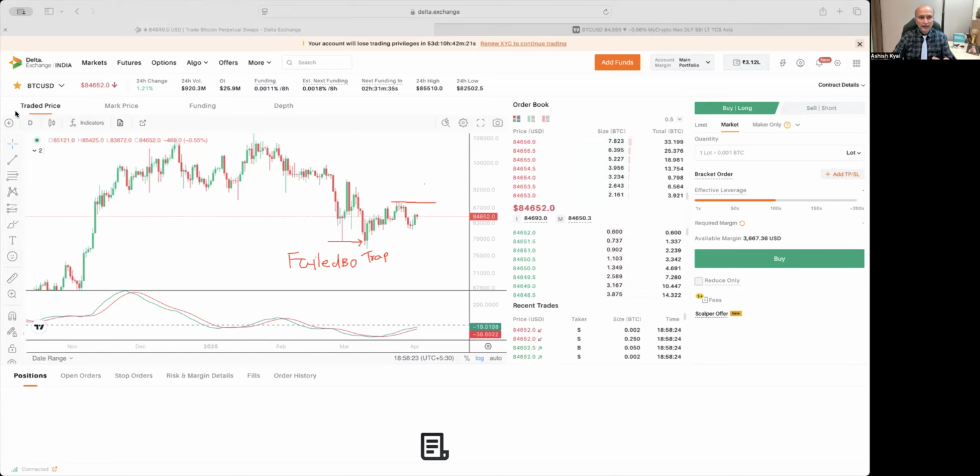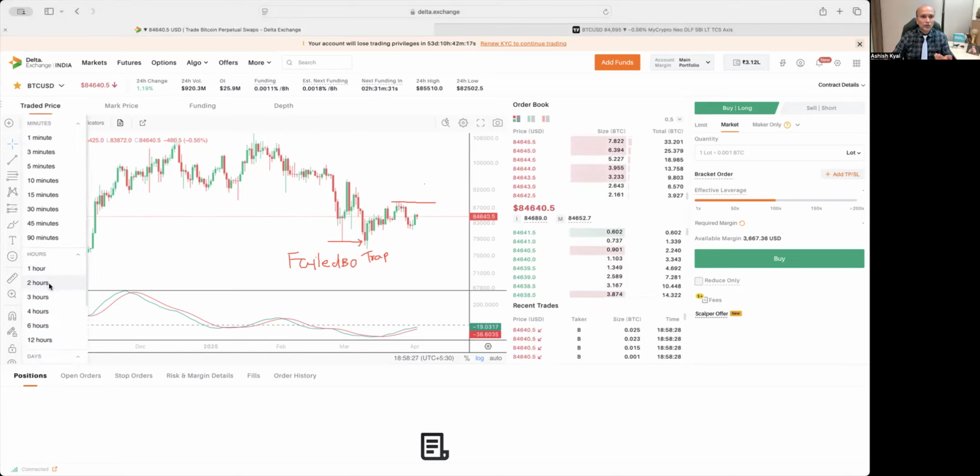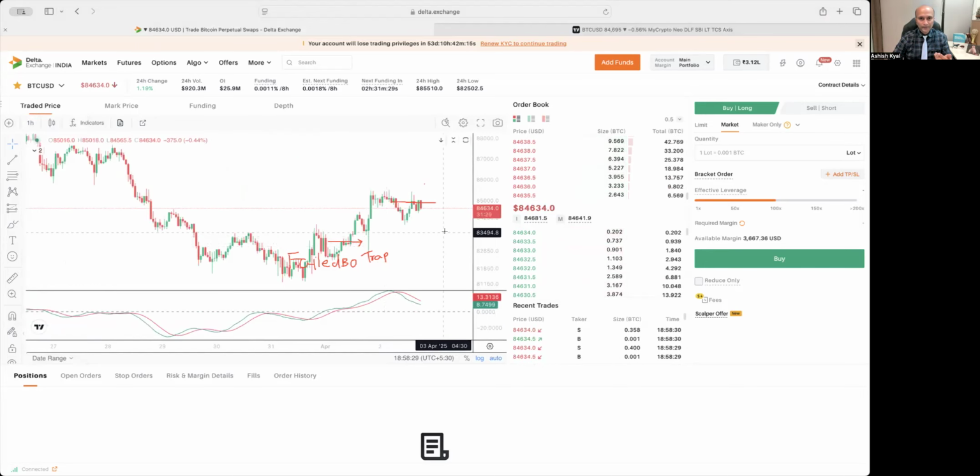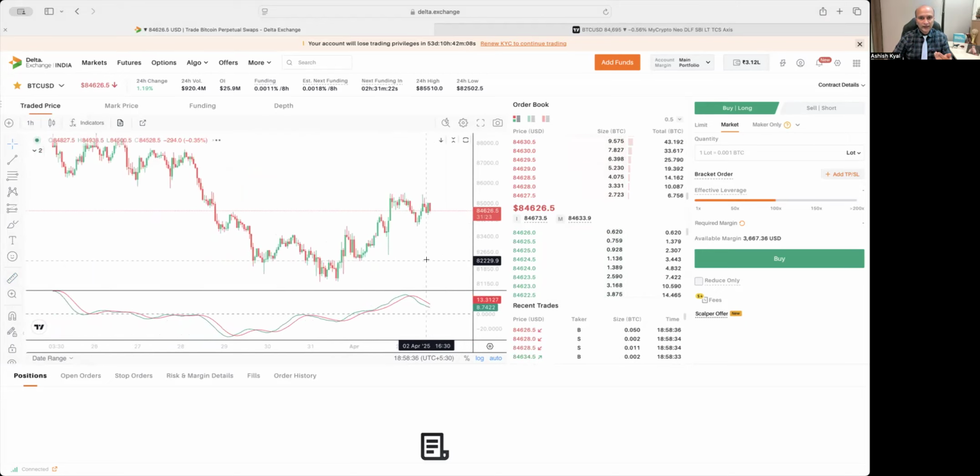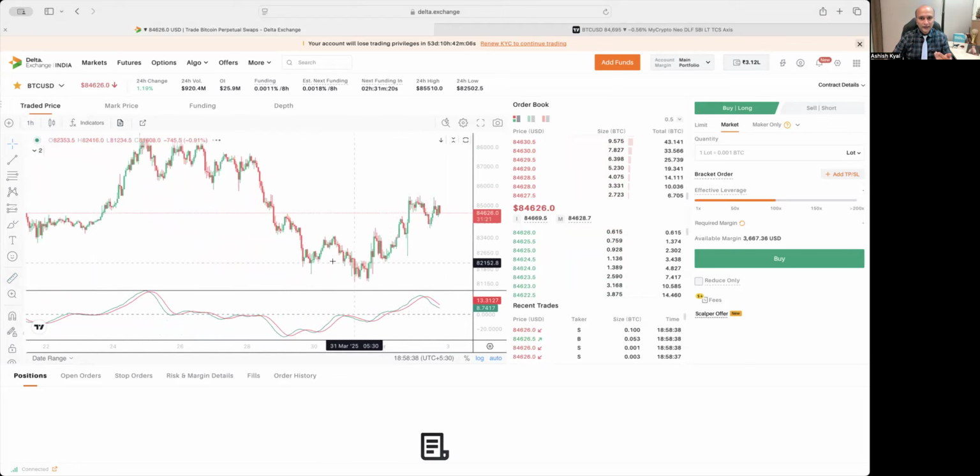But that can be too far away. So what I'm going to do is go from here to the 1 hour time frame chart. On the 1 hour time frame chart, if I'm looking at this overall movement as of now, I can see the failed breakdown or breakout, a move that started on the upside.